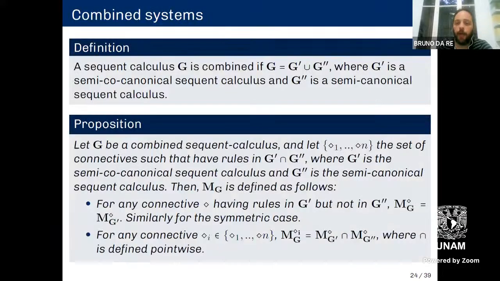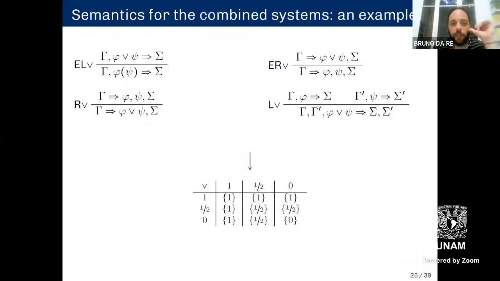So if we want to combine the rules, because our general project was to start with a given sequent calculus with a bunch of rules, maybe some canonical, some co-canonical, we have to combine all of the rules, and also we need to combine all the semantics. And something very interesting is that here we just need to make the intersection of all of the non-deterministic truth tables.